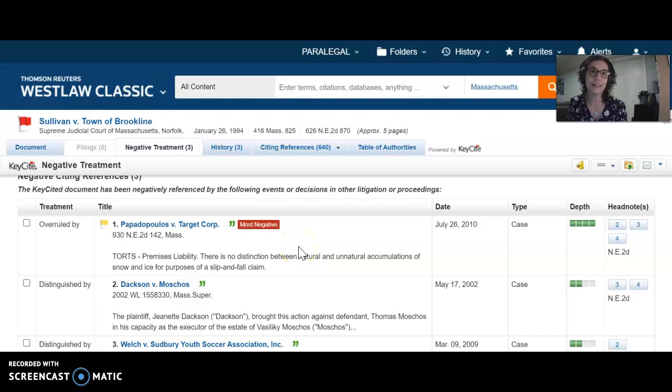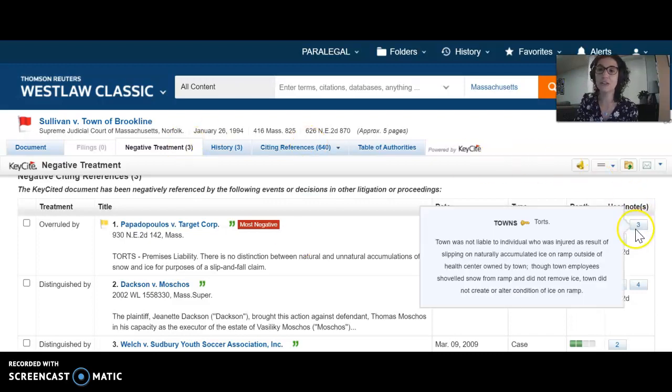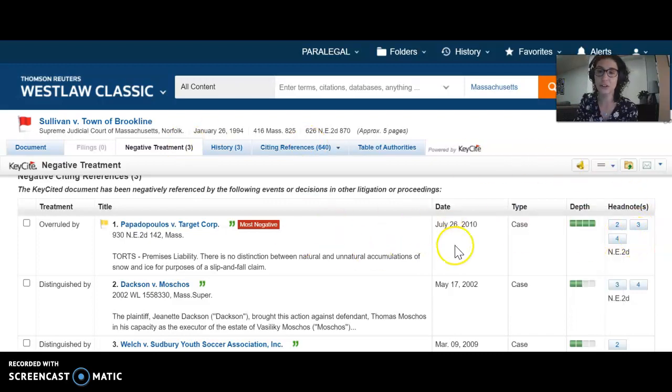The reason I point this out is if you have a very long case with, let's say, 20 or even 30 headnotes, and you see a red flag for that case and you say, oh my goodness, my case has been overturned for one of these points of law, I just don't know which point of law it is, you can get a preview as to what point of law it is by looking at the headnotes under your KeyCiting.